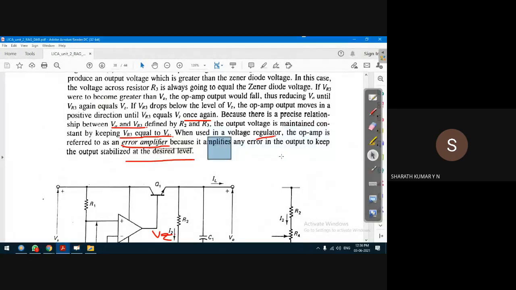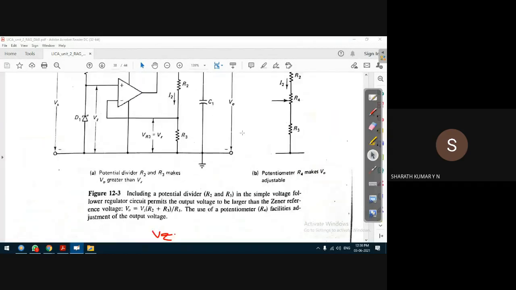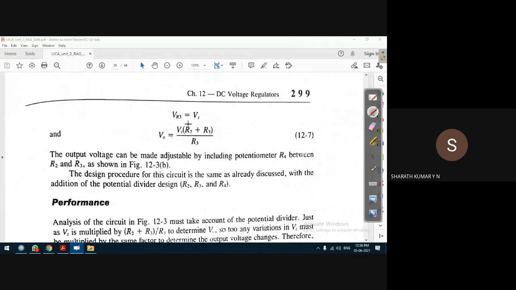So this error voltage is nothing but the difference voltage. Whenever VR3 changes, that difference is the error voltage, which is adjusted by the output of the op-amp, such that the output voltage always remains stable. So VR3 is equal to Vz at the inverting input terminal, and V0 is given by Vz times, as it is a non-inverting amplifier, (1 + R2/R3).